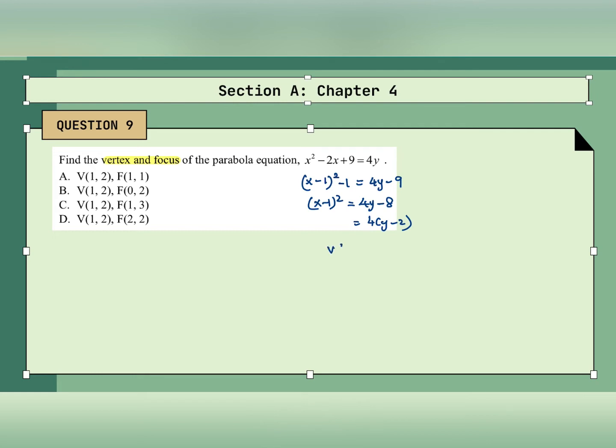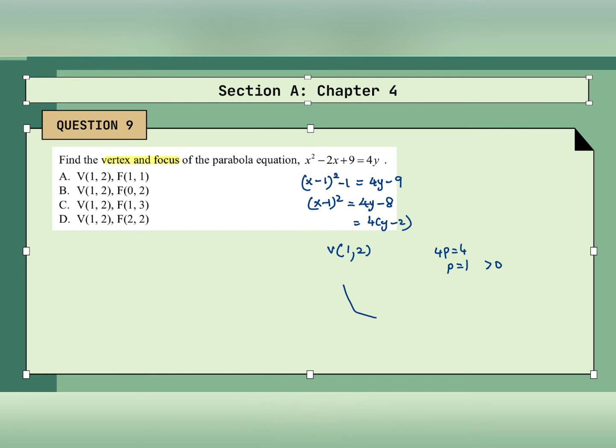So our vertex dekat mana? Negative. Oh sorry, our vertex is positive 1, 2. Okay, tapi kat sini semua jawapan dia 1, 2. Okay, now we need to have the value of focus. 4. Okay, kita dah tahu 4P kita sama dengan 4 and P kita sama dengan 1. P kita positif. So first of all, is it open up or down, left or right? Sebab kita punya function adalah x squared. So and dia open up lah sebab dia positif.